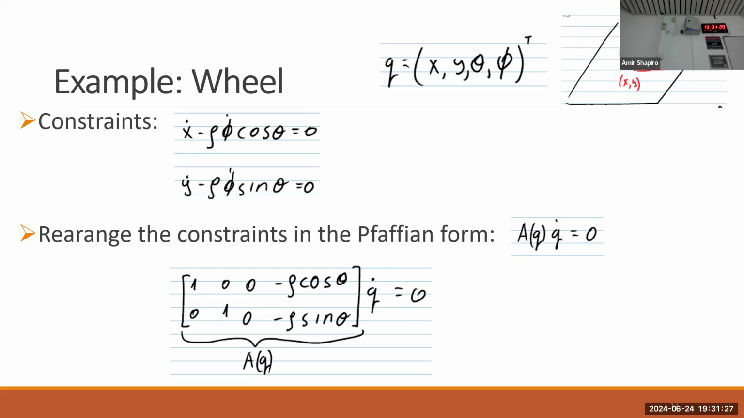And we have here phi dot times rho cosine theta, with minus. And again, for this, we also have only y dot, we don't have the x dot. And we don't have theta dot, so there is zero here. And for phi dot, we have rho sine theta, which is here. So we wrote this in the form of A q dot equals zero. So A is this matrix. A q dot equals zero. So this is our constraint, and this is a Pfaffian constraint.